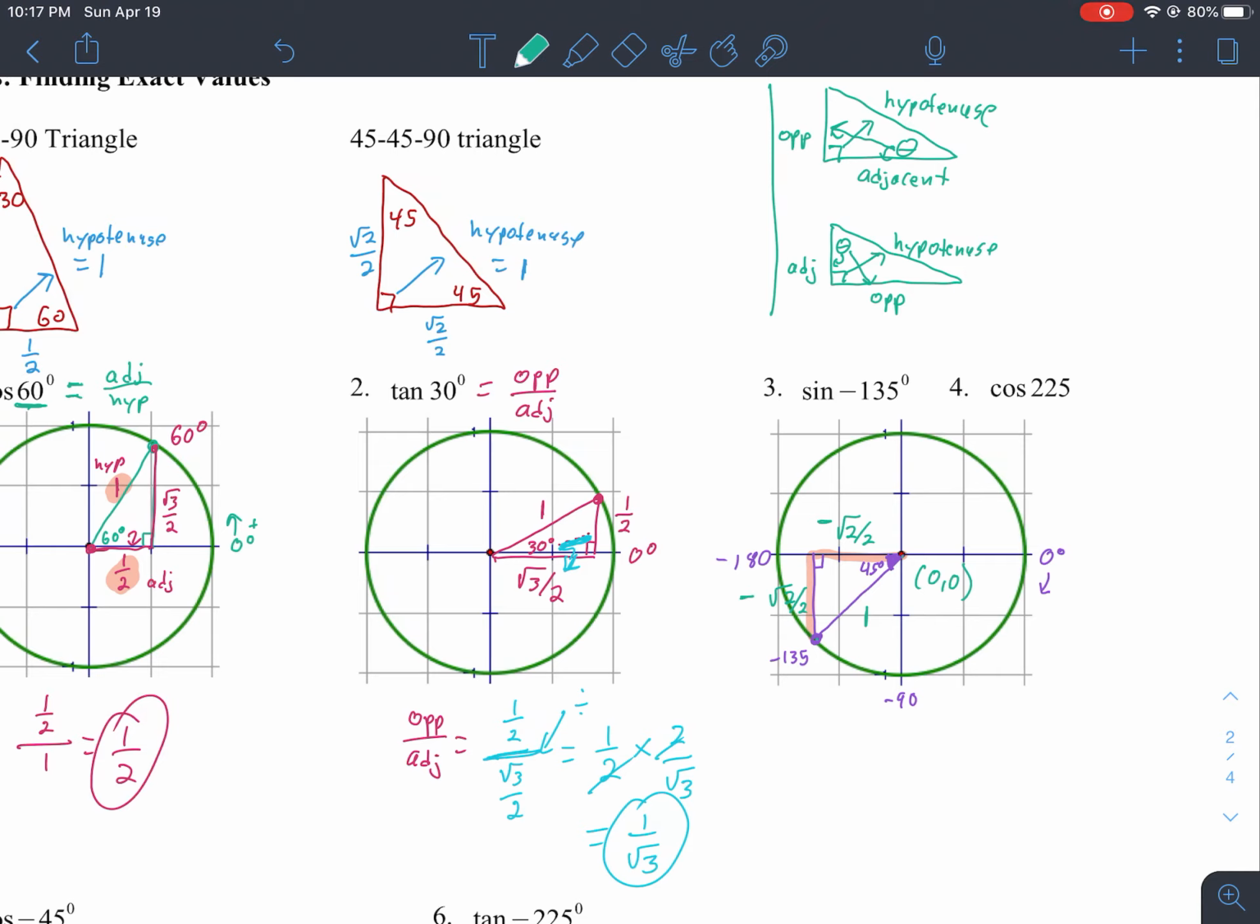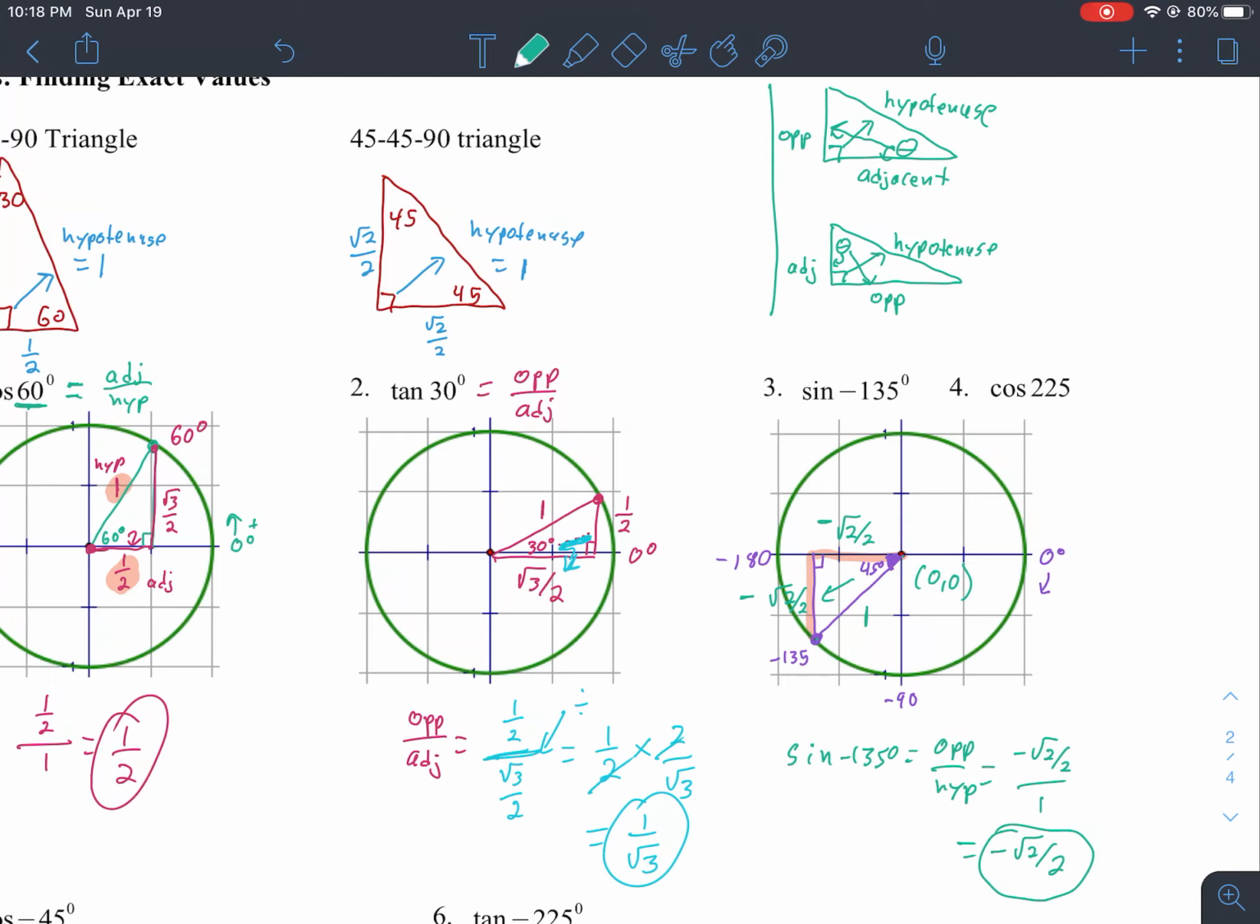So they're both negative. So the sine of negative 135. Sine is opposite over hypotenuse. The opposite side is negative square root of 2 over 2, and the hypotenuse is 1. So the answer is negative square root of 2 over 2. We're done.